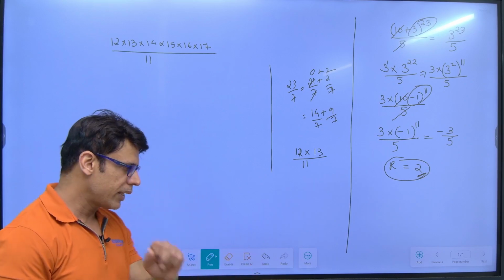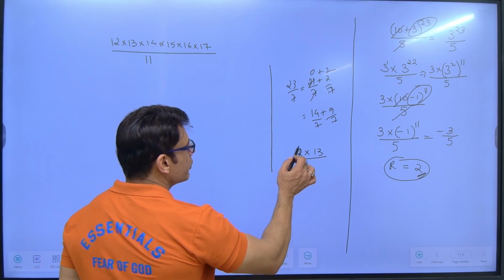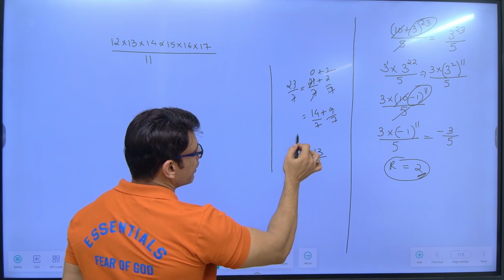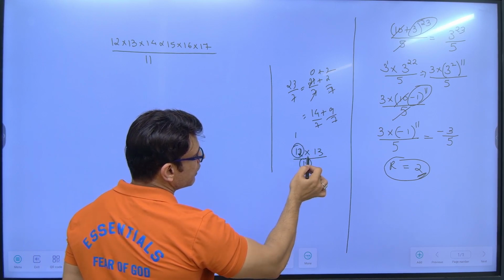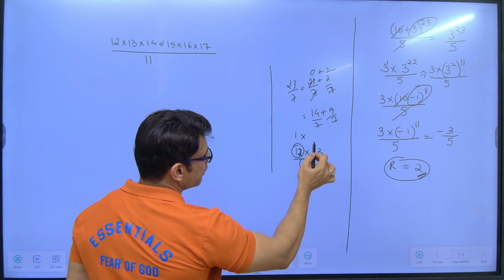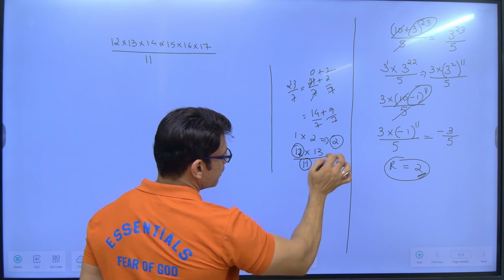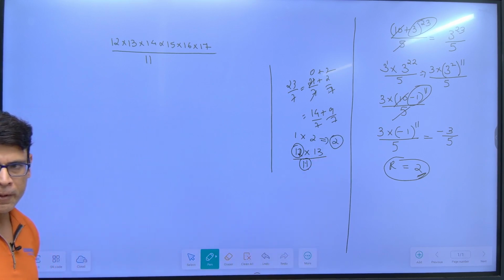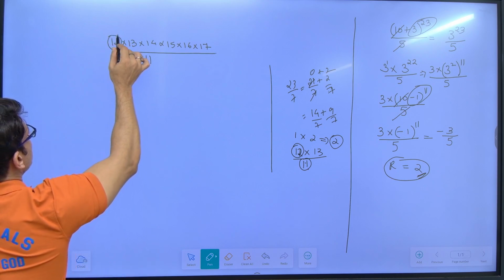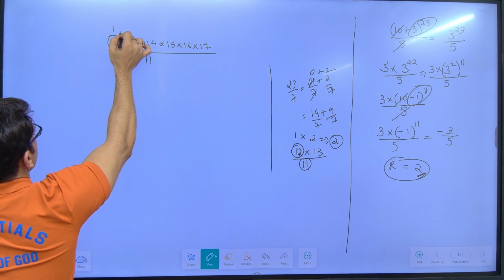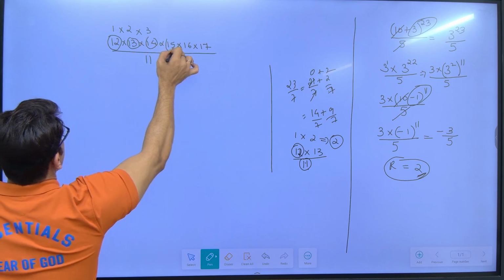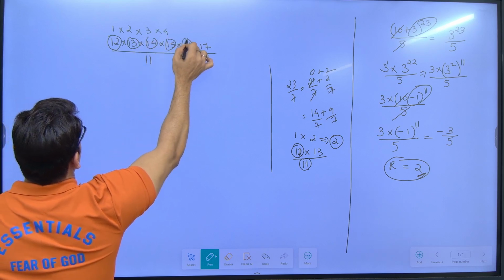Now see, how did remainder 2 come? First you divide this 12 with 11, what is the remainder? Write 1 here. Divide 13 with 11, what is the remainder? 2. Here also, 12 divided by 11, what is the remainder? 1. How much will come here? 2. How much here? 3. How much here?